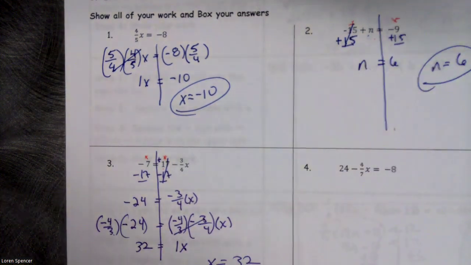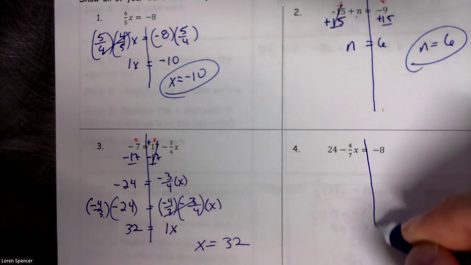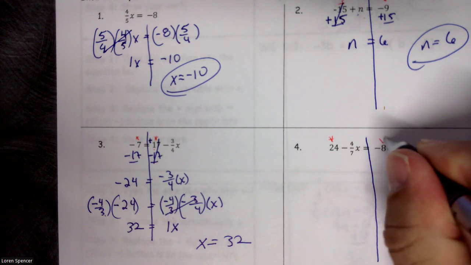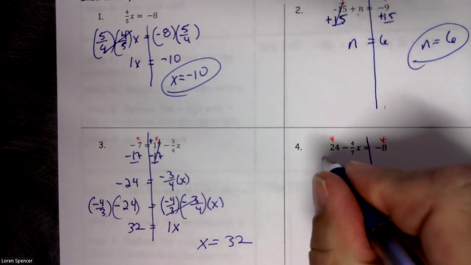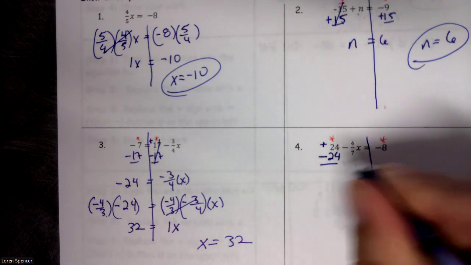All right, moving on to the next one. Okay, in this case, I have a constant that I need to move away, and we always want to move the constants to the other side. So really, I have two constants, 24 and 8. I need to move that 24. I'm going to do that by doing a -24, because this is a +24.